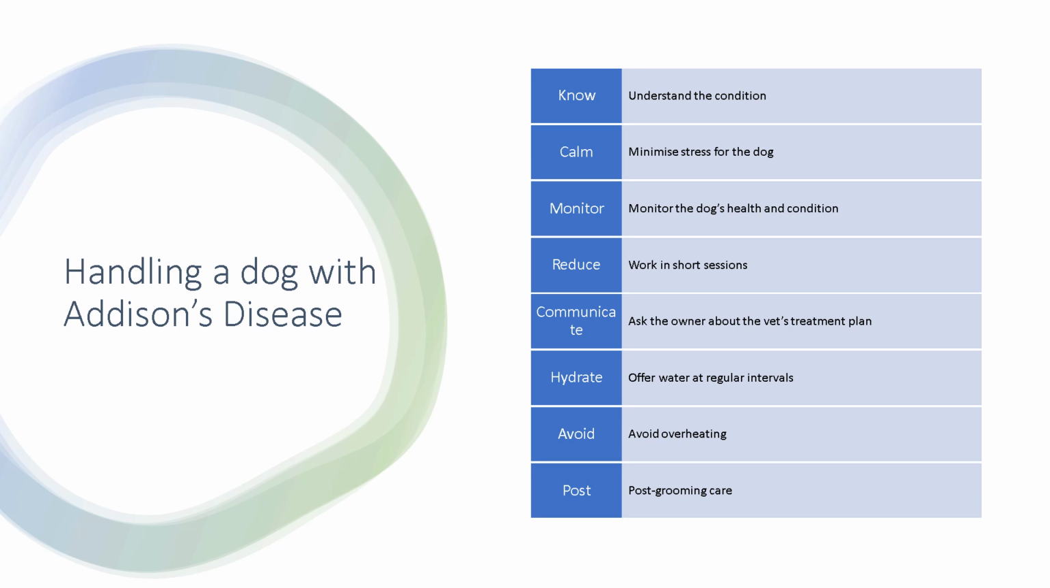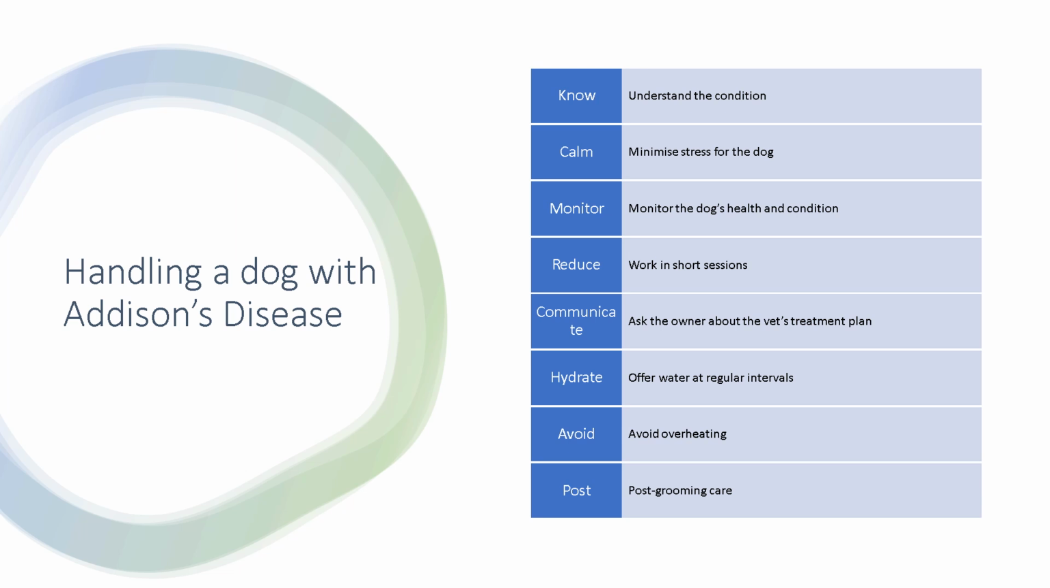Monitor the dog's health throughout. Watch for signs that the dog might be experiencing an Addisonian crisis, which can include vomiting, lethargy, weakness or tremors. If these signs occur during grooming, it's important to stop the session and inform the dog's owner immediately. Work in short sessions. If the dog becomes stressed easily, break the grooming into shorter sessions. Focus on one area at a time, such as brushing the coat or trimming the nails, and take frequent breaks to avoid overwhelming the dog.